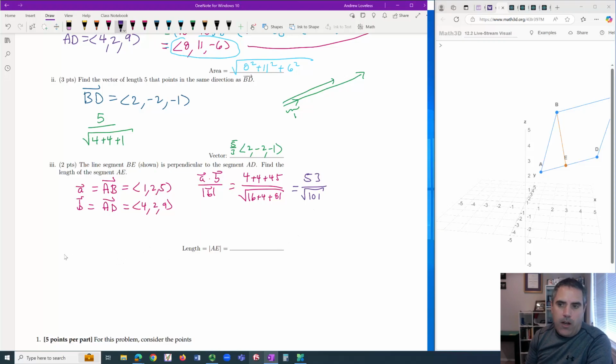Okay, so I would like to find the vector AE. That's called the projection vector, but I just think of it as rescaling. I'm going to take the vector AD, which is 4, 2, 9. And I would like to rescale it so that it has this length. How do we do that? We are going to multiply, just like we did in the previous one with the 5. We're going to multiply by this, and then divide by the length, which is this. And then we get this vector AE.